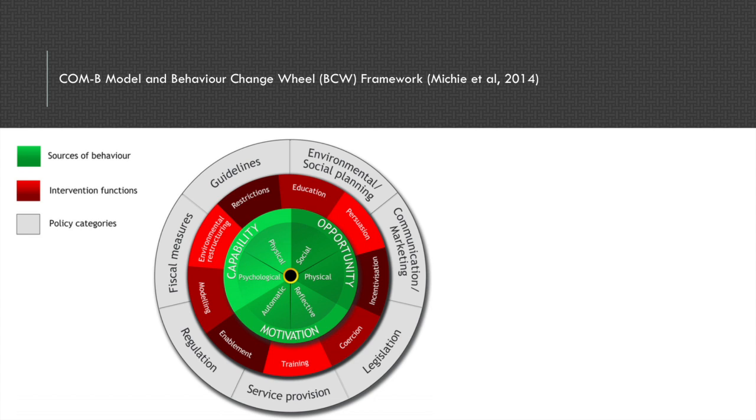Also, for each intervention function, there are many different techniques that can be used to effectively bring about behaviour change. And these are actually called behaviour change techniques. And we'll come back to them and look at them in more detail later. Overall, you can think of the COM-B model as the tool to identify what needs to change. And then the Behaviour Change Wheel, you can see that as the tool to identify the best way of going about delivering that intervention.